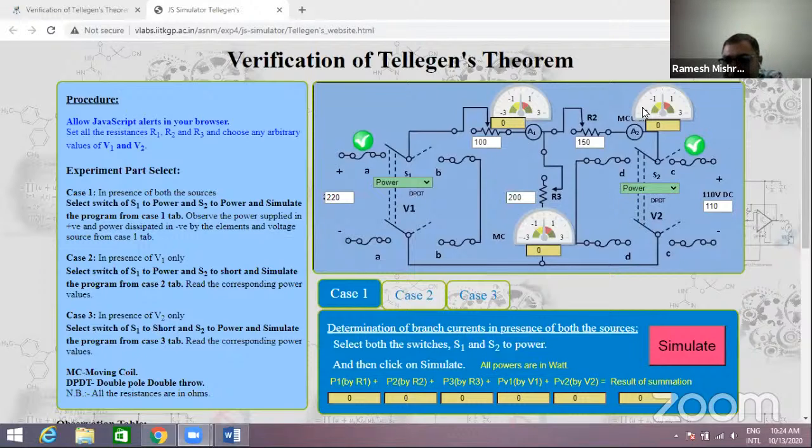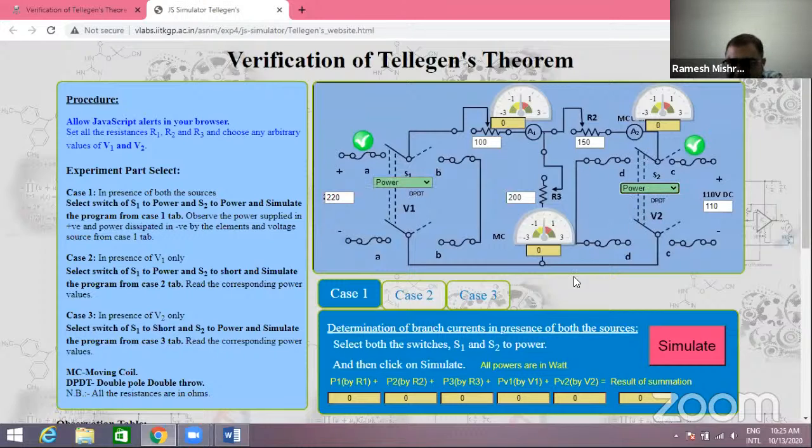Now here the second power supply is connected over there with 110 volt. Now we have to identify this circuit with the use of case first, determining the branch current in the presence of both sources. Select both the switches S1 and S2 to power supply. We will connect both to the power supply. Now first is connected to the power and second is also connected with the power.